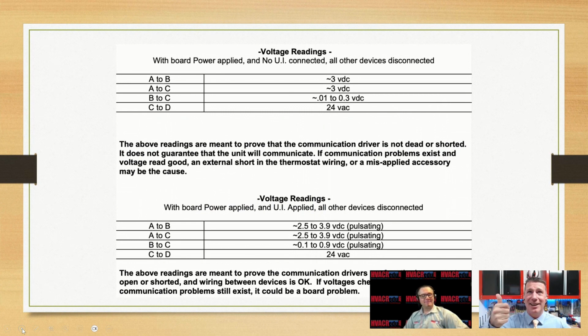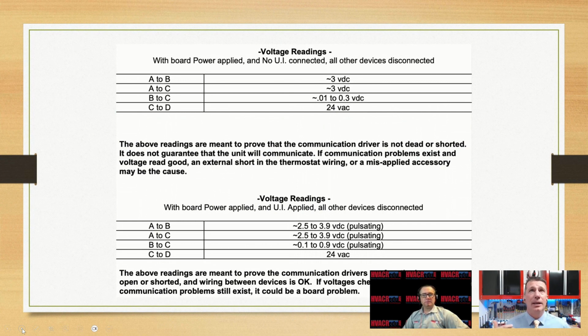So C is actually common, and D is actually 24 volts hot. A to common, I'm going to have a 3-volt DC signal, and B to common, I'm going to have 0.1 to 0.3 volts DC. And of course, that little tilde means approximately 3 volts, approximately 0.1 to 0.3 volts. They are showing you to reference it a little bit differently.